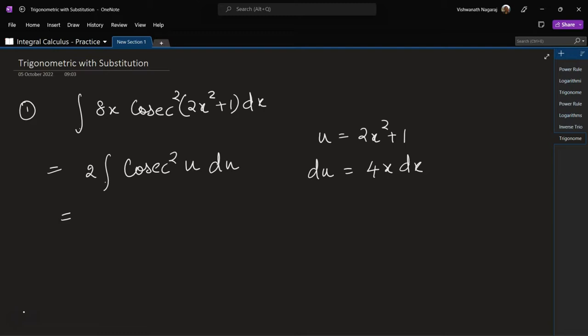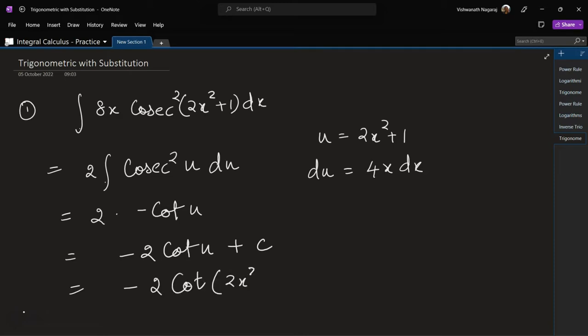And we know that cosec square u integral is minus cot u. Or if you look at it from the other side, cot u, when we differentiate, we get minus cosec square u. So our answer is minus 2 cot u plus c. If we do the reverse substitution, we get 2 cot of 2x square plus 1 plus c.